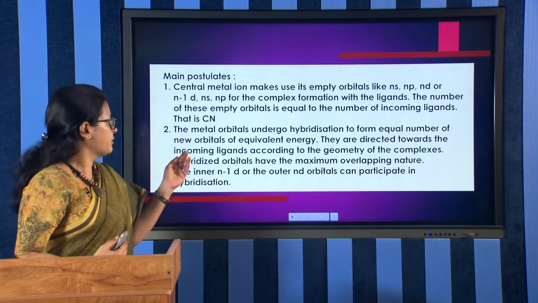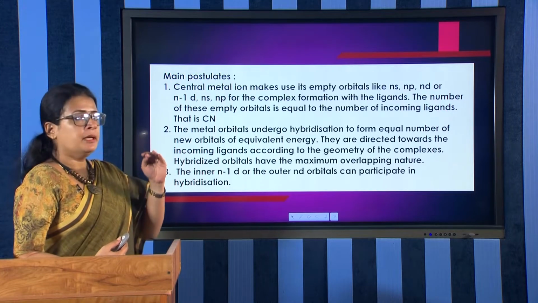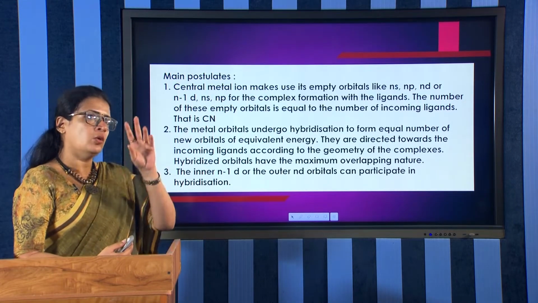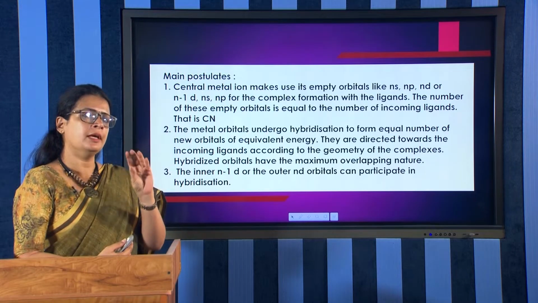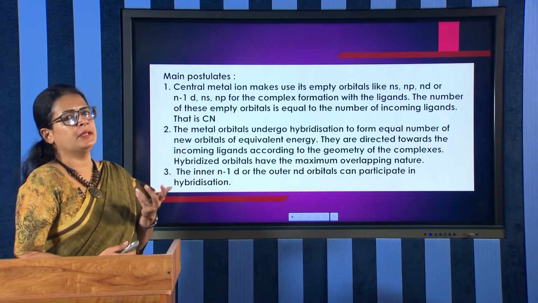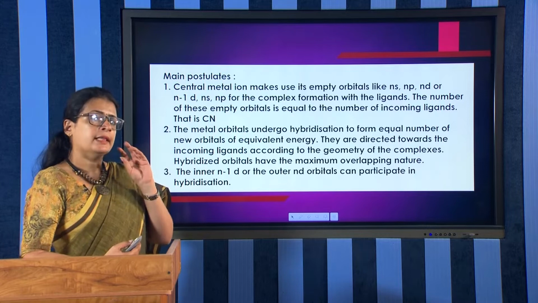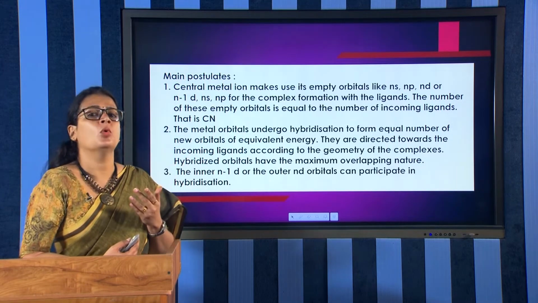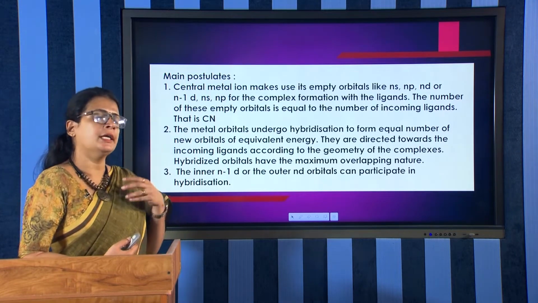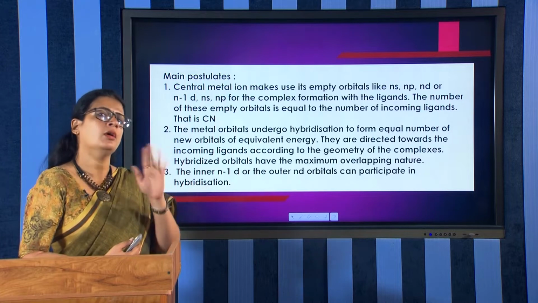and all these hybrid orbitals will have equivalent energy, that is the same energy, and they are directed towards the incoming ligands according to the geometry of the complexes. The orientation of these hybrid orbitals depends on the geometry of the complex. The hybridized orbitals have maximum overlapping nature. And the inner (n-1)d or outer nd orbitals can participate in hybridization. The metal can use its inner d orbitals or outer d orbitals.